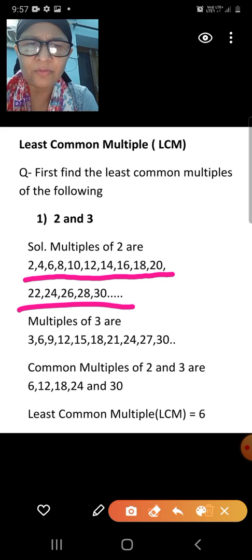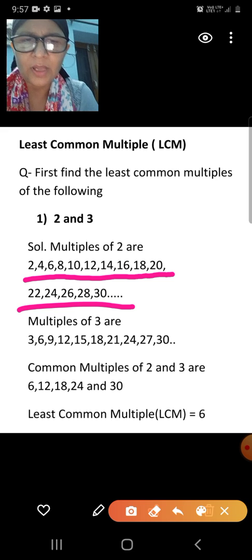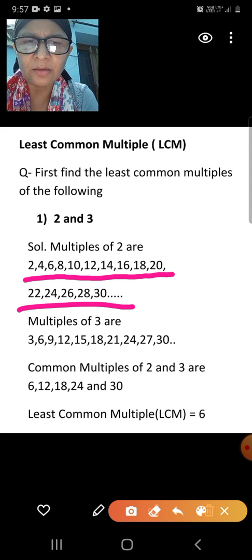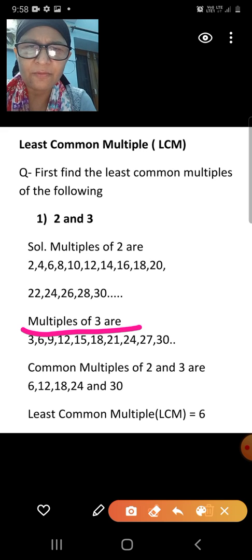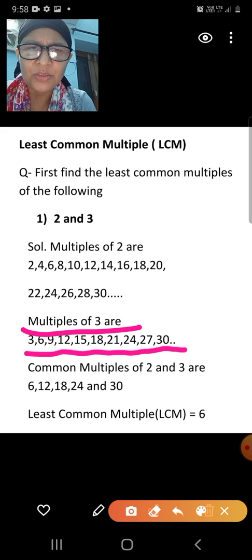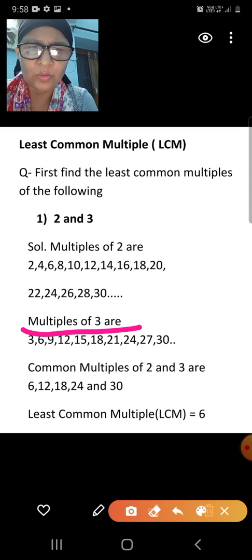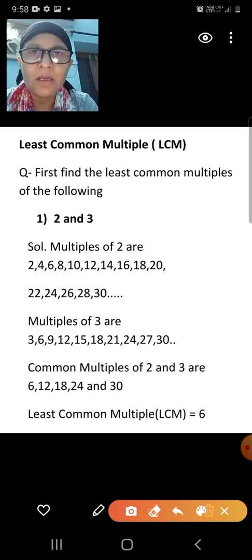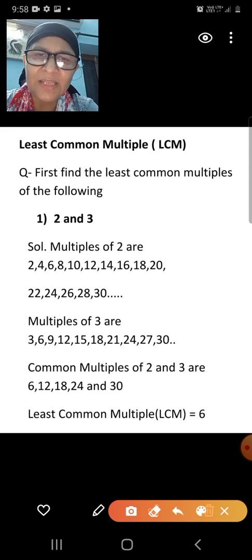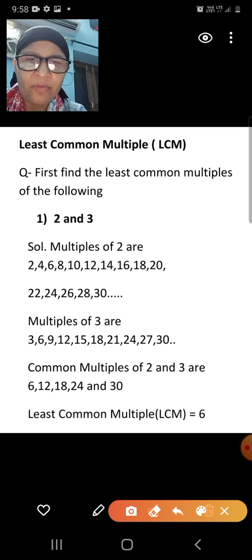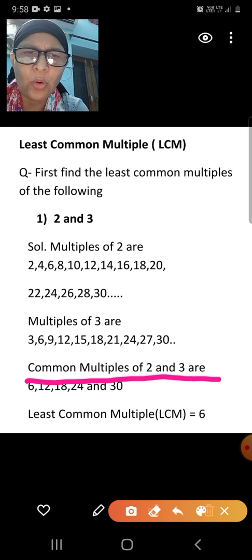So in this way we will write the multiples of 2, as you have learned earlier how to find the multiples. Okay, now we will find the multiples of 3, which are 3, 6, 9, 12, 15, 18, 21, 24, 27, 30 and so on. So you know multiples are infinite. So here we will write the multiples up to one same number, for example here it is 30 and 30 in both. Okay, now we will find the common multiples of 2 and 3.